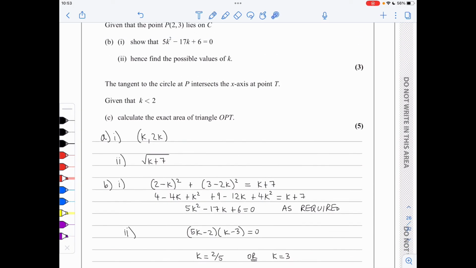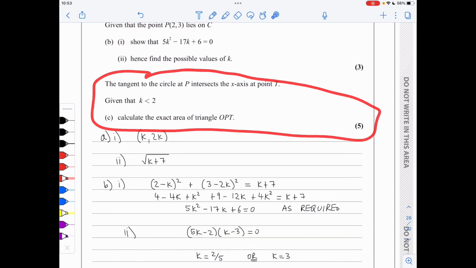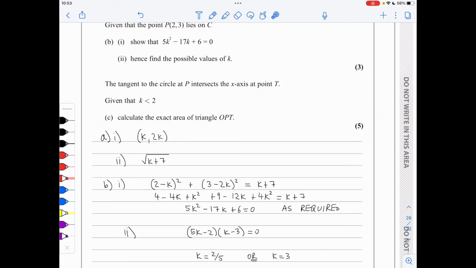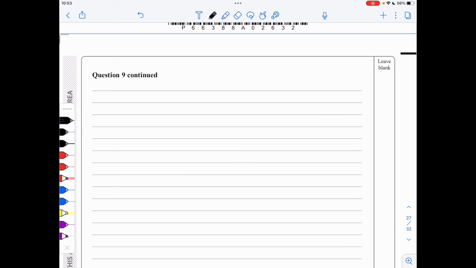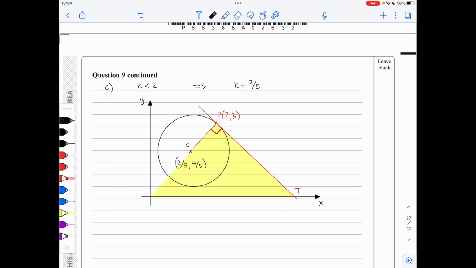And then the last part for 5 marks, so quite some work involved here. We are told that the tangent to the circle at P intersects the x-axis at point capital T. Given that k is less than 2, calculate the exact area of triangle OPT. So I will start by drawing a sketch to show all the given information. My starting point will certainly be that since k is less than 2, this means I need to pick the value of 2 over 5. So this is the diagram here.